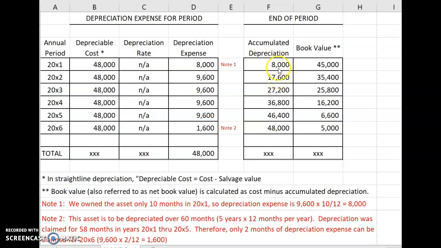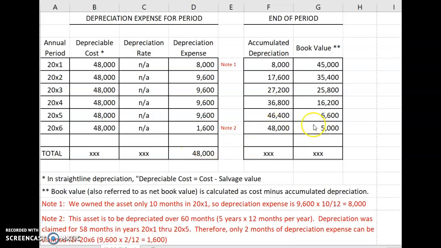The accumulated depreciation gets bigger every year. The beginning balance plus the current year expense is your accumulated, and book value gets smaller each year because cost minus accumulated depreciation is your book value. Therefore, at the end of the life of this asset, over its life, we've claimed $48,000 worth of depreciation expense. That means accumulated depreciation grew to $48,000 and the book value came down to $5,000.